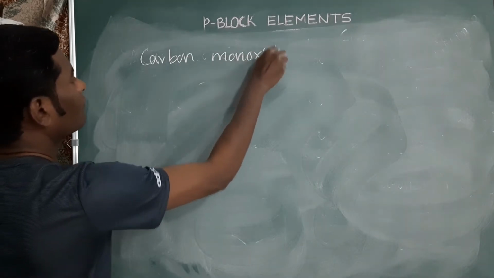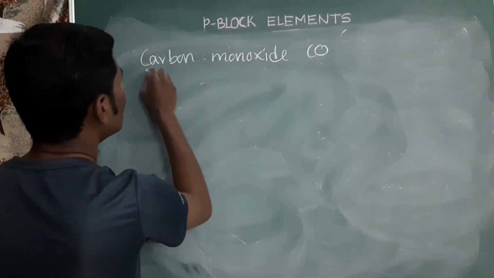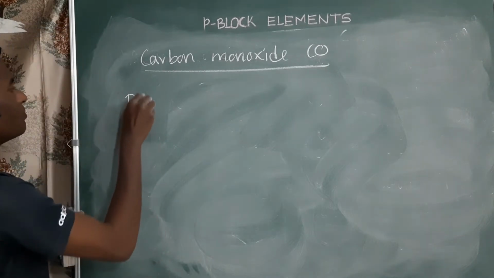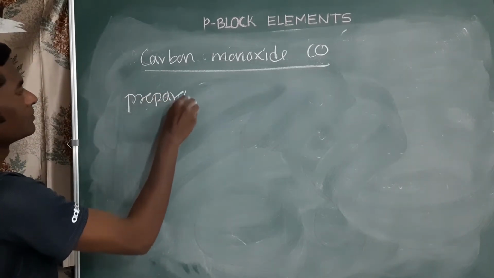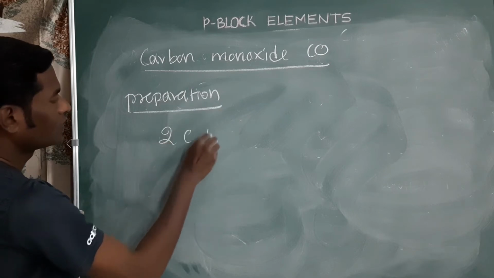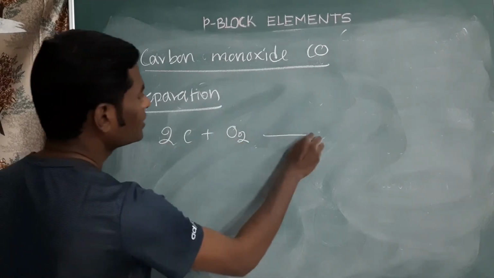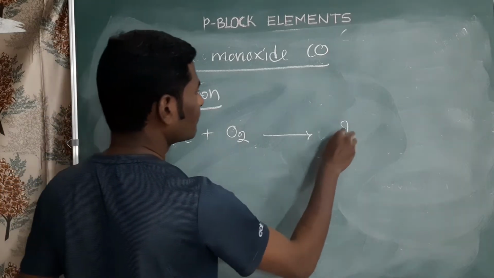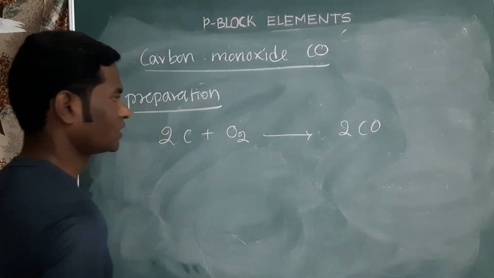Molecular formula of carbon monoxide, CO. First one is preparation. When carbon is heated in an insufficient amount of air, we will get carbon monoxide.